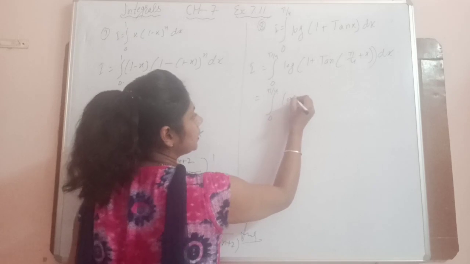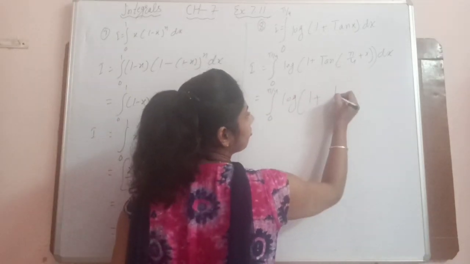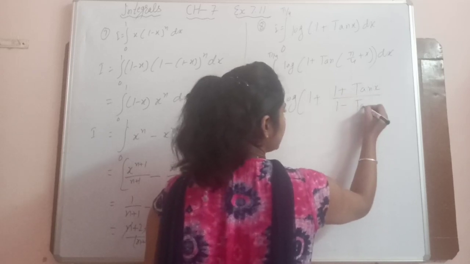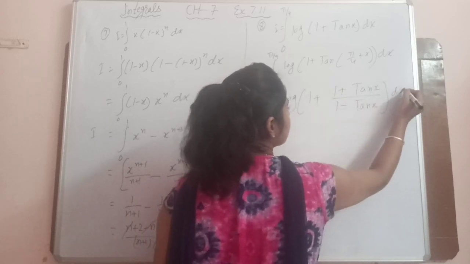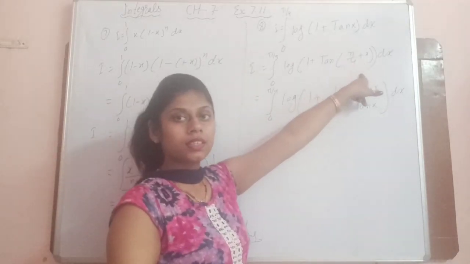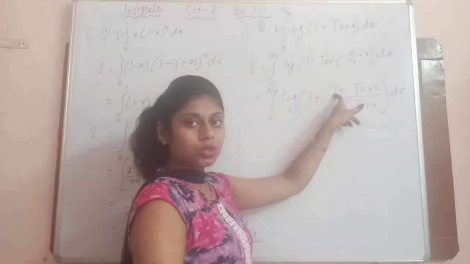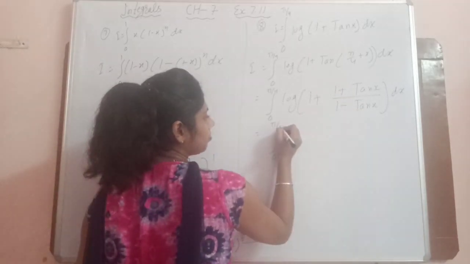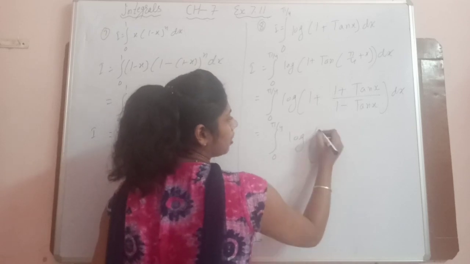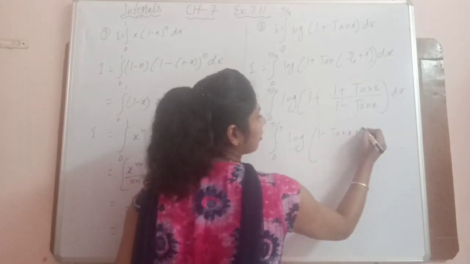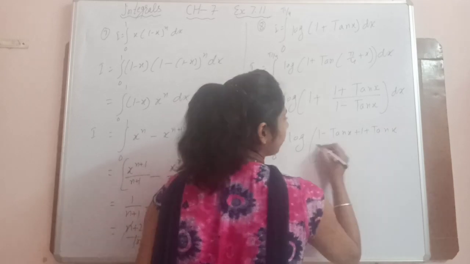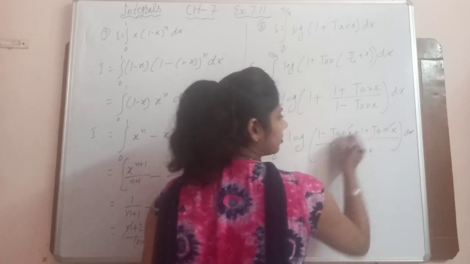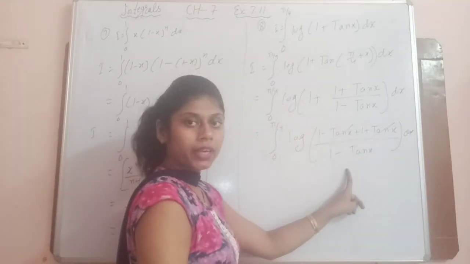So what is the result? 1 plus tan x upon 1 minus tan x. This is the formula of tan of (pi by 4 plus x). Tan pi by 4 is 1, so I have written 1 here. Take the LCM: 1 minus tan x plus 1 plus tan x. The tan x term will be cancelled, so it will become 2 upon 1 minus tan x.